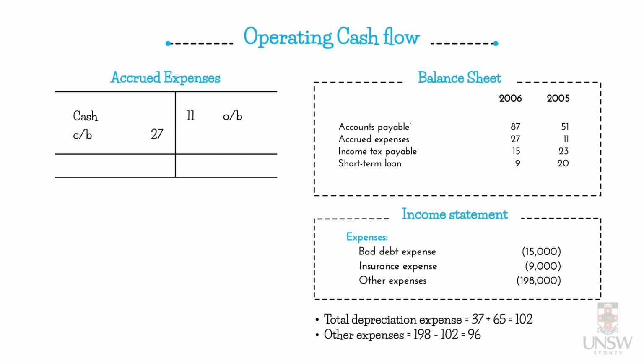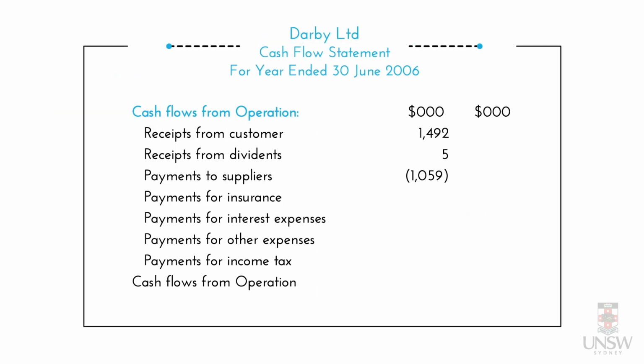We put in from our calculations the 96 of other expenses net of depreciation. So the credit side comes to 107 and the debit side comes to 107. So 107 minus the closing balance of 27 gives us cash of 80. So cash paid for other expenses, 80. We can put that into our cash flow statement. So payments for other expenses, 80.